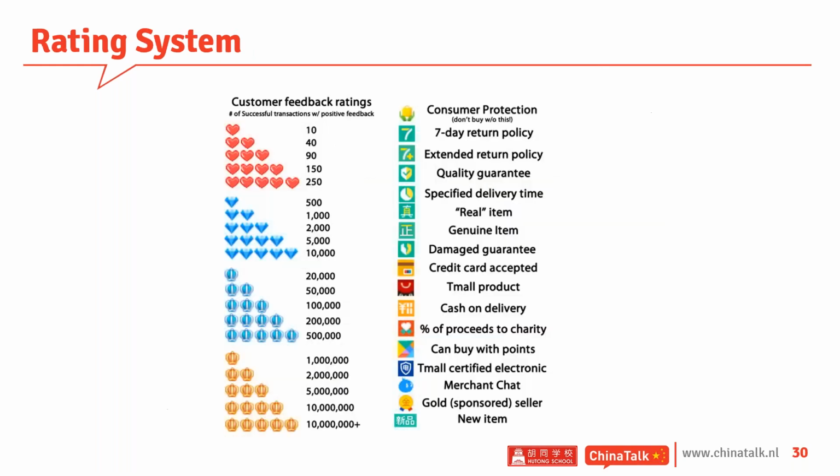What was also very important is the system of rating, basically reviews that people gave to the different merchants. You could earn hearts, and if you earn enough hearts, you could earn diamonds and then silver crowns and gold crowns. And the more positive feedback you had from your customers, the more crowns and jewels, etc., you got. There were also a lot of labels, which you see on the right side, that Alibaba used to ensure that people had the right trust to buy from the sellers.